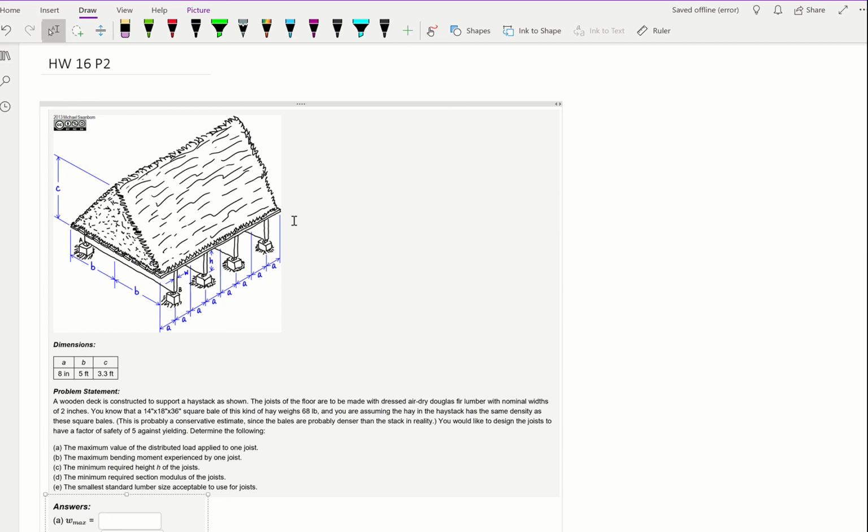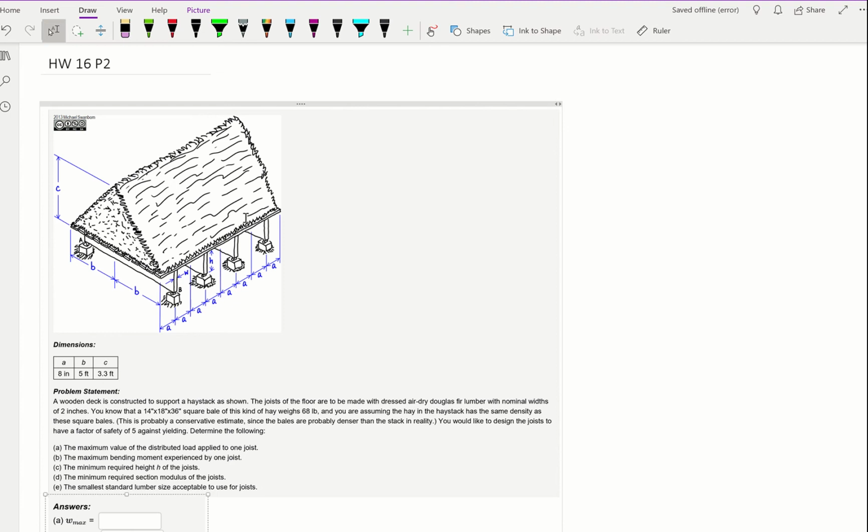Hi, this is a problem on WebWork, and this is a topic about flexural stress, flexural bending stress. This is quite a challenging problem, and it is actually quite a realistic problem also. So let's spend some time to go over this.